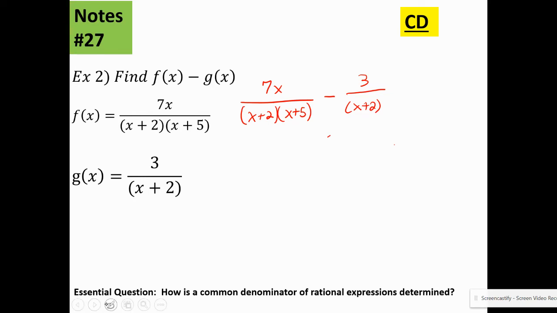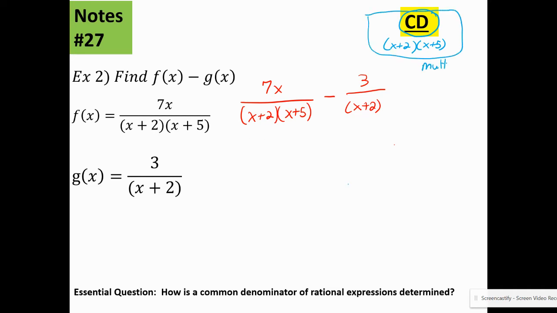Okay. So we wrote it down. We need to decide, write down CD. It's one of everything. So I need x plus 2. I need x plus 5. I already have x plus 2, so I do not write it down again. So our common denominator is x plus 2 and x plus 5.